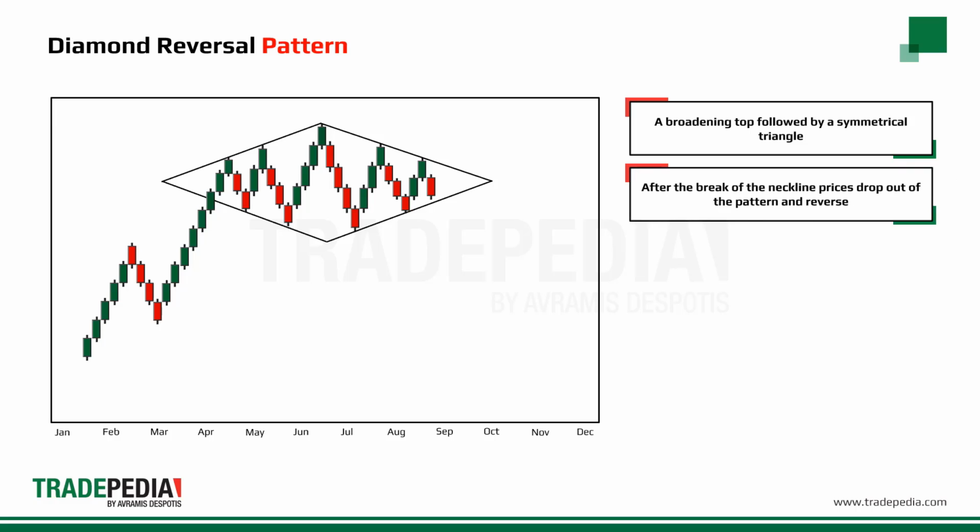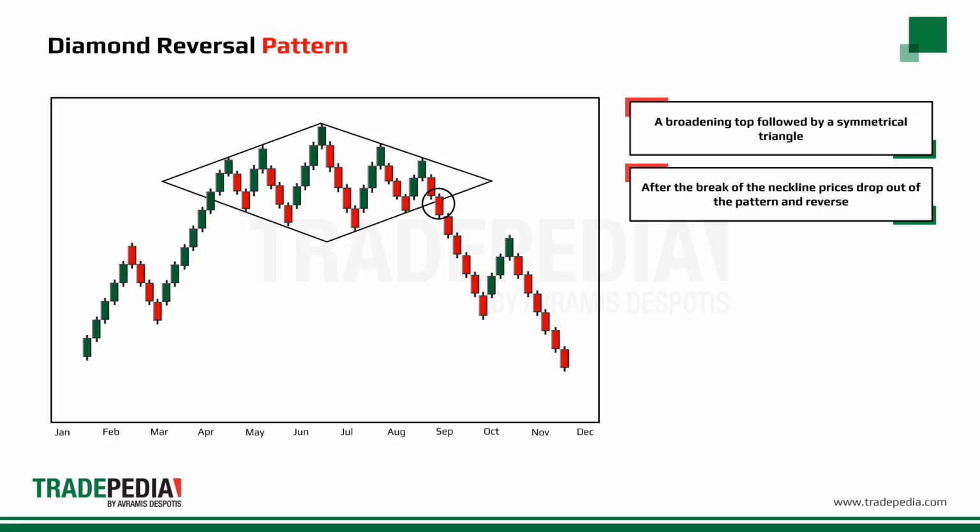The break of the neckline is key. Eventually, prices drop out of the pattern in a downward breakout. Sometimes prices can pull back to the diamond trendline boundary before slipping away again. But this is not always the case.